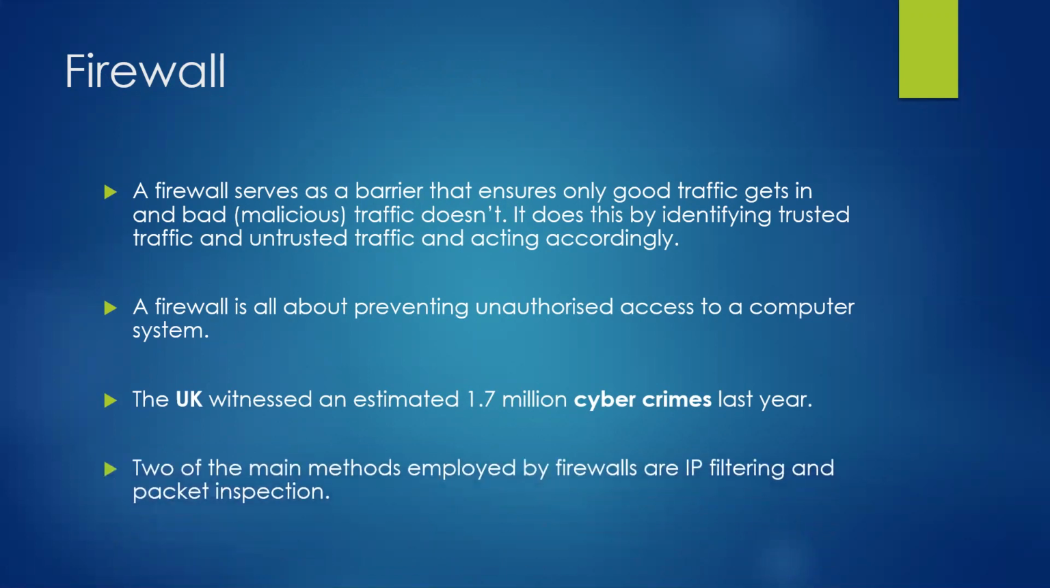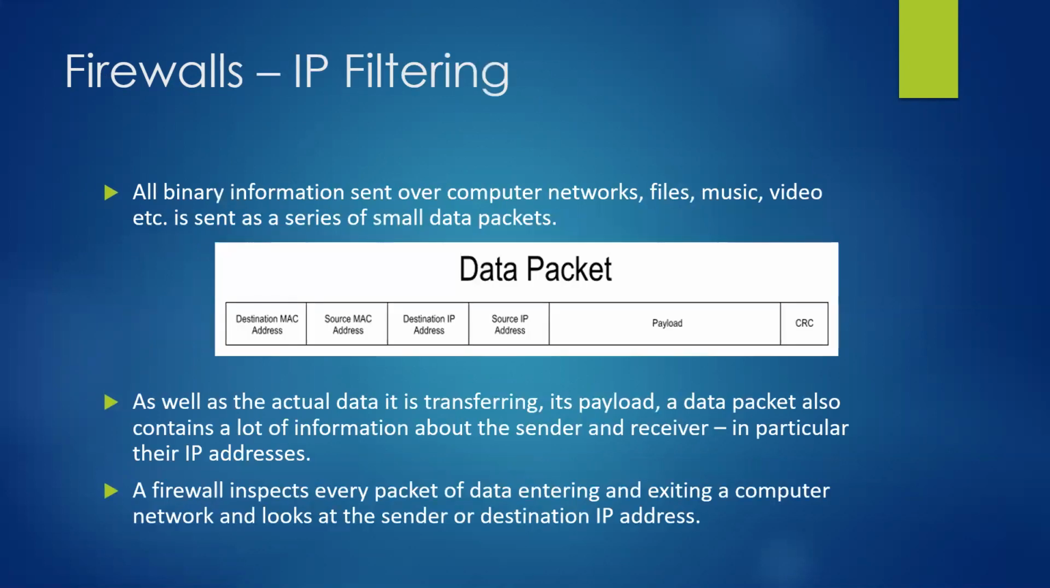The two main methods used by firewalls are IP filtering, so that's your internet protocol, your IP address, and packet inspection. So what do we mean by IP addresses and packet inspection? All data sent over computer networks, whether it be a file, music, or video, is sent as a series of small data packets. And you can see there we have the destination IP address and the source IP address, plus the payload, the data that we need in there.